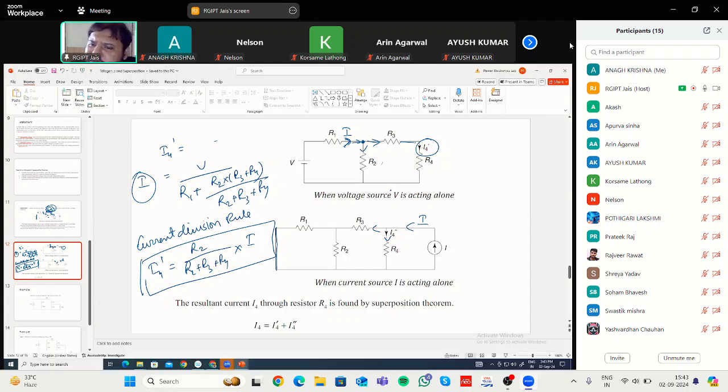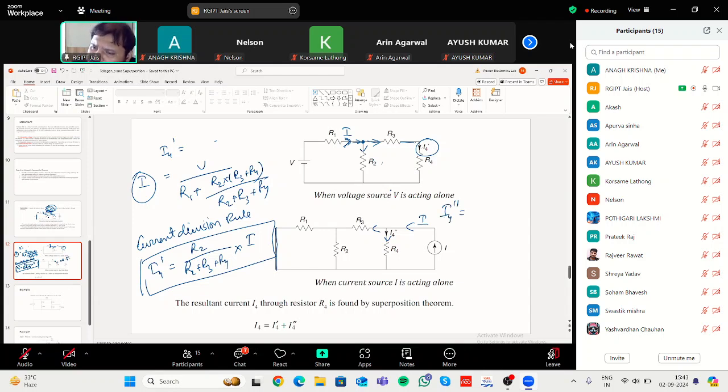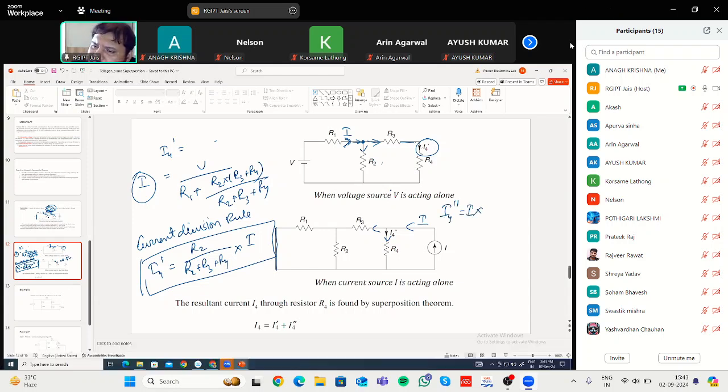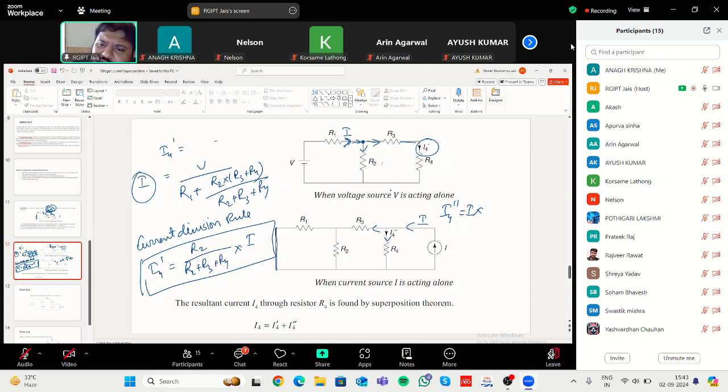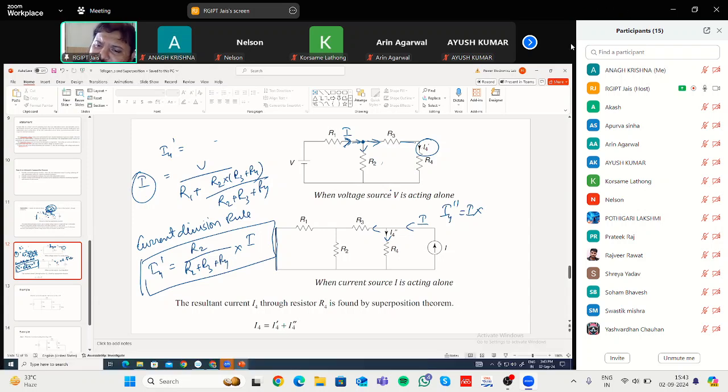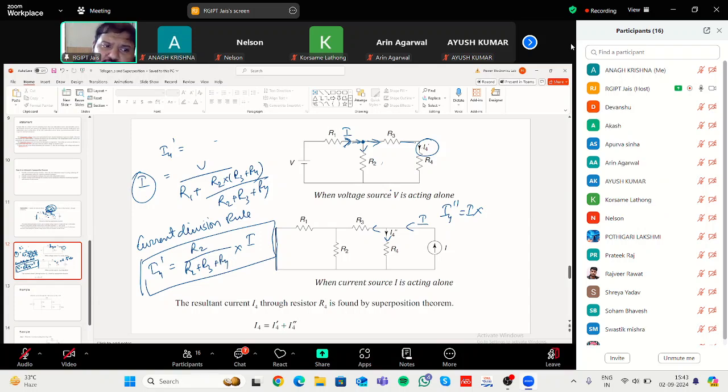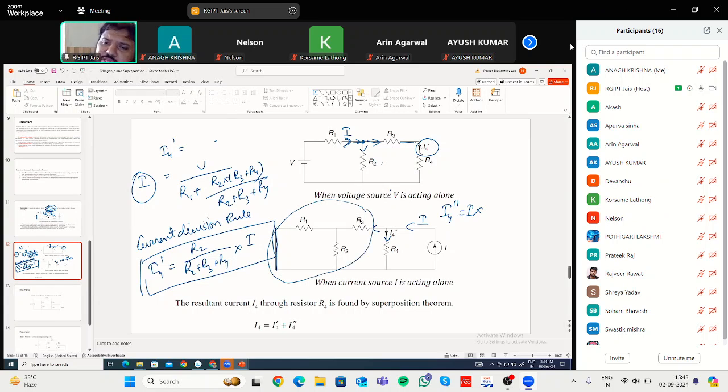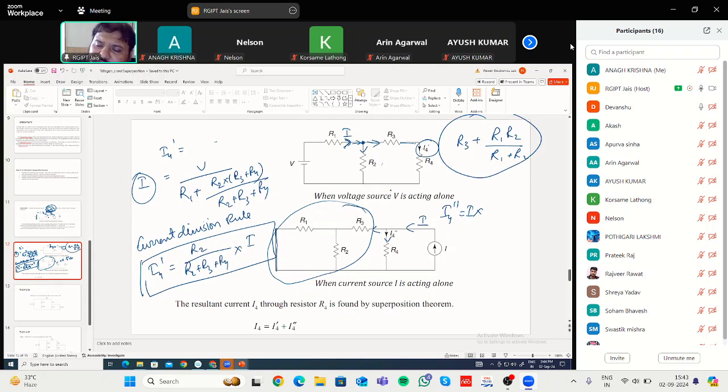So again, using current division rule, I4 double dash will be net current multiplied by, what will be the numerator? In the numerator will be the resistance in the branch opposite to this one, R4. That means this. What is the equivalent resistance of this branch? That is R3 in series with R1 and R2, so R3 plus R1 R2 divided by R1 plus R2. So this will be the net resistance in this total branch.